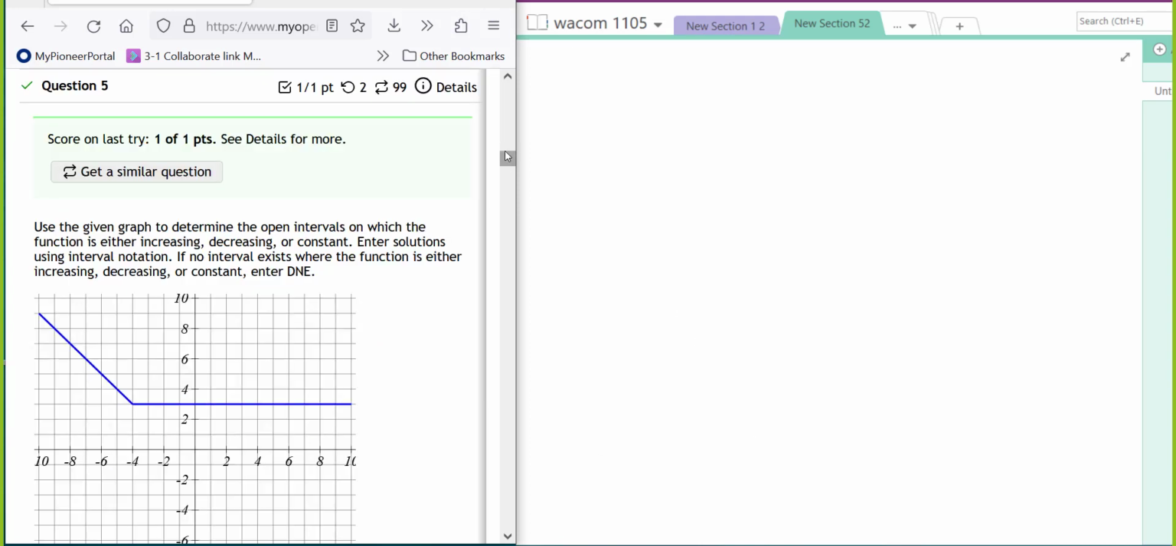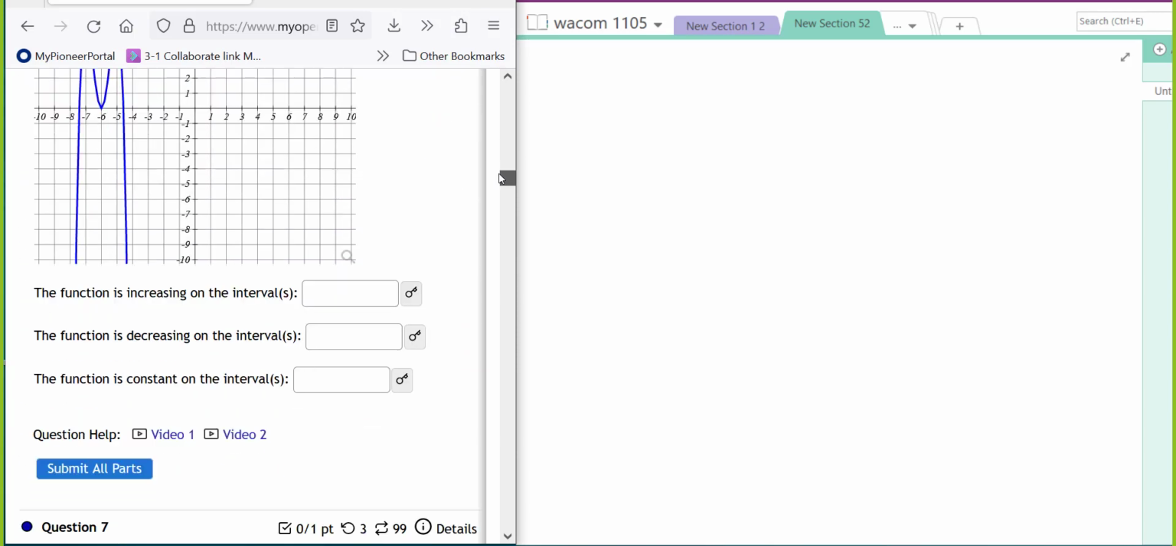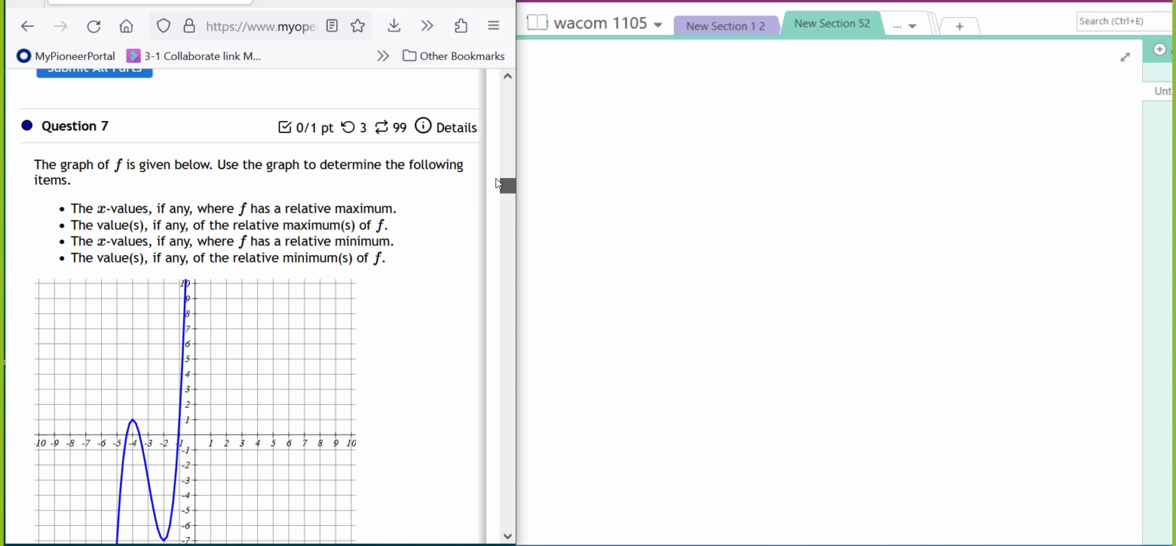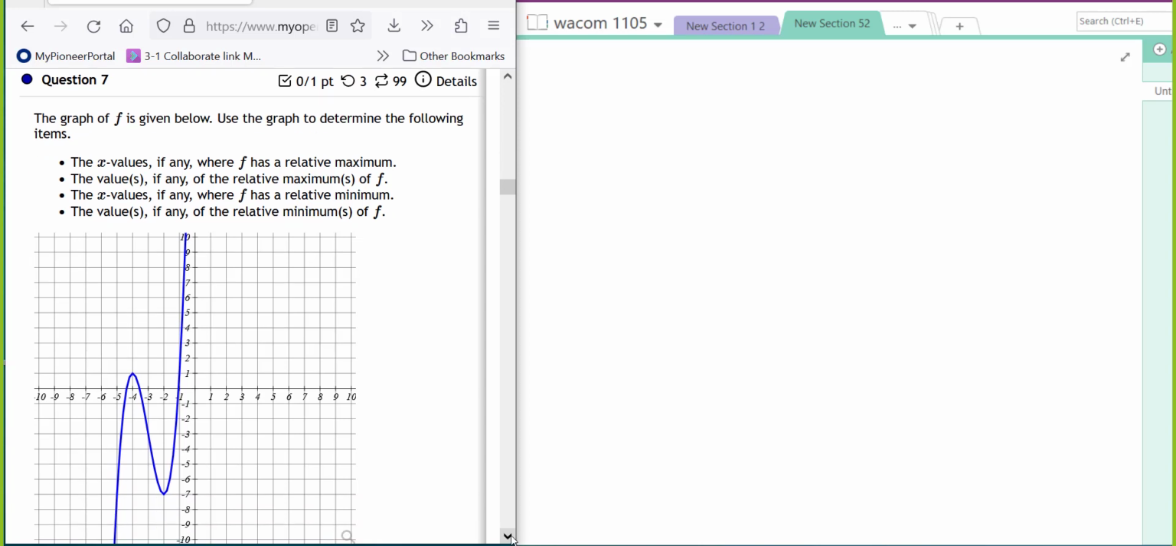All right, so that is increasing and decreasing. Next we'll look at maximum and minimum. And this is the highest or lowest point in an area, so in a neighborhood, and you don't use the endpoints. So this one has a relative max right here, and it has a relative min down here. They can have more than one.